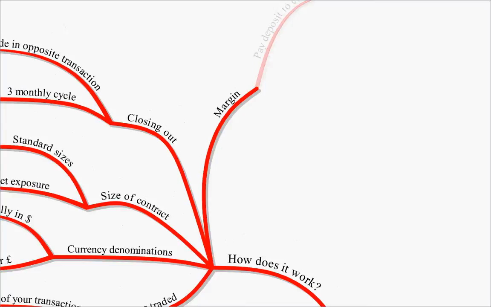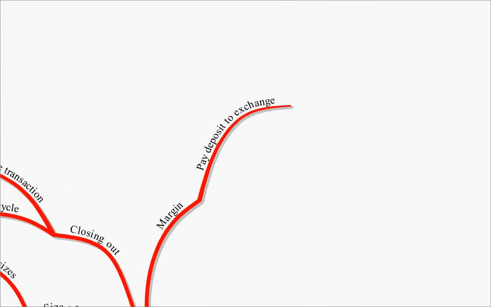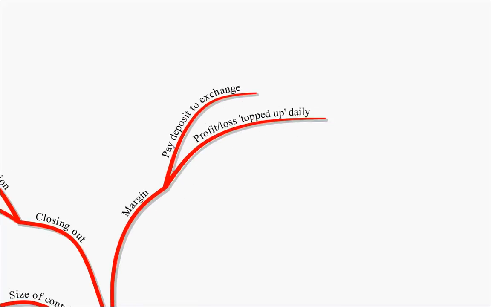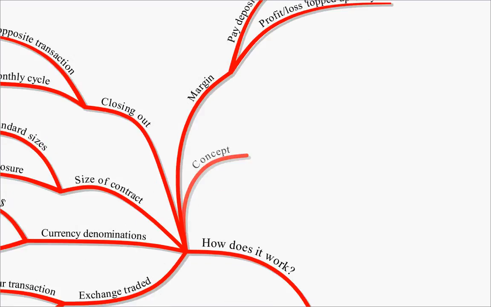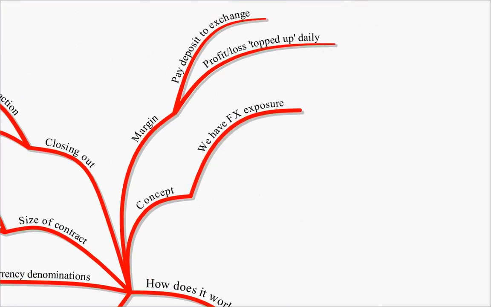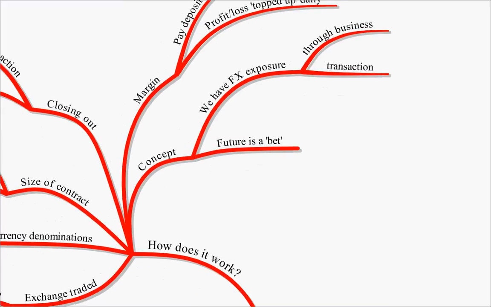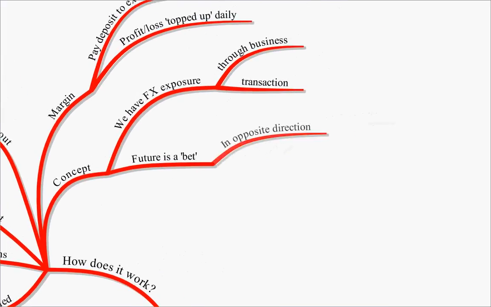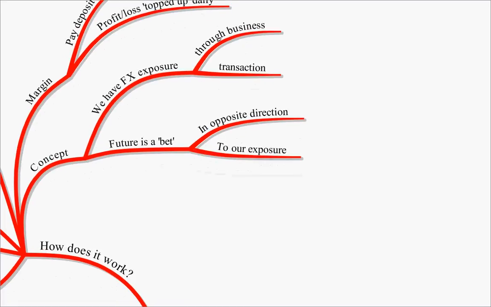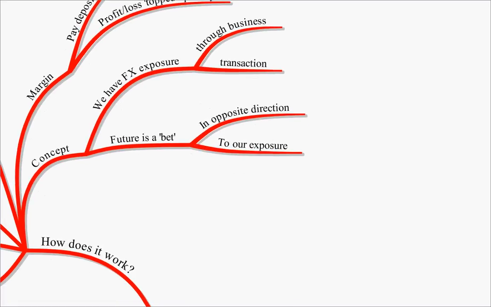The margin, what you do is you pay a deposit to the exchange, okay? So you enter into your future and you pay a deposit to the exchange, say 10% of the value of the contract. The profit or loss on that is topped up daily, i.e. if your contract is worth more or less, you pay that amount to the exchange or they pay it back to you on a daily basis. So the concept really is that you have a foreign exchange exposure through your business, and the future is a bet, not a transaction. It's a bet in the opposite direction that should exactly, equally and oppositely cancel out our exposure to foreign exchange.